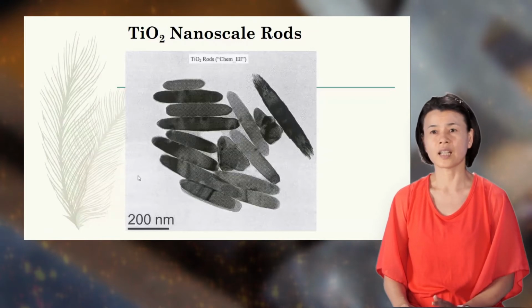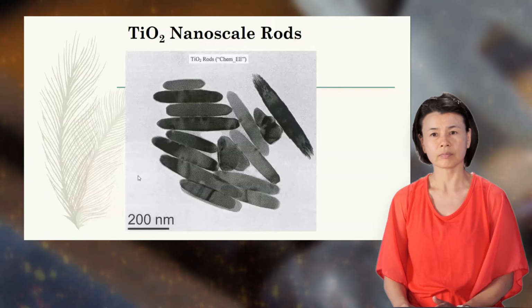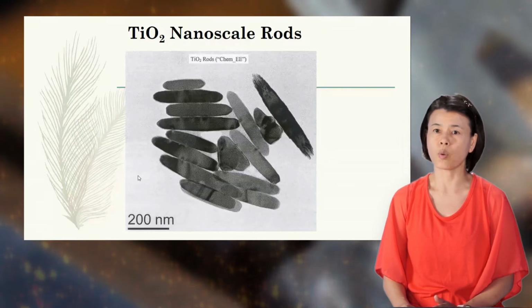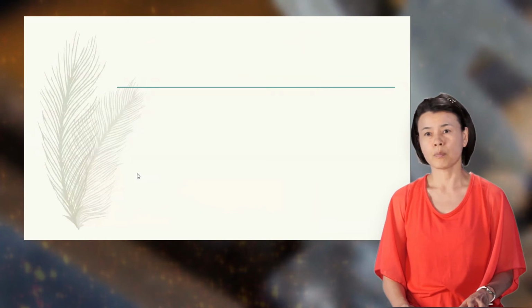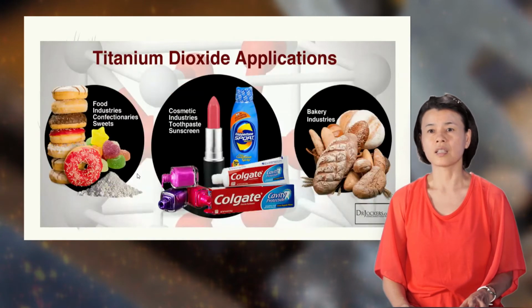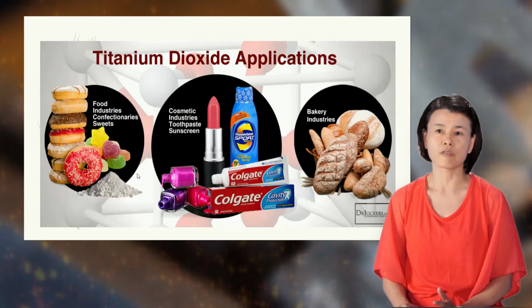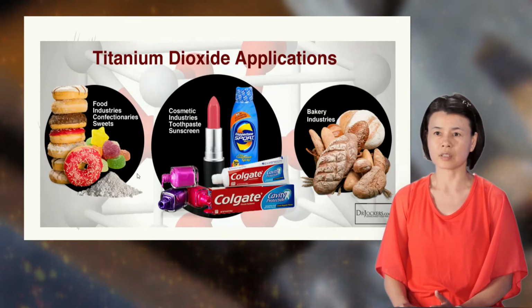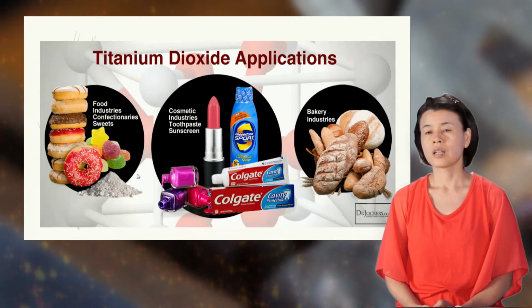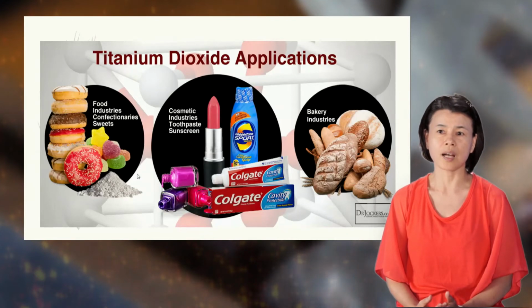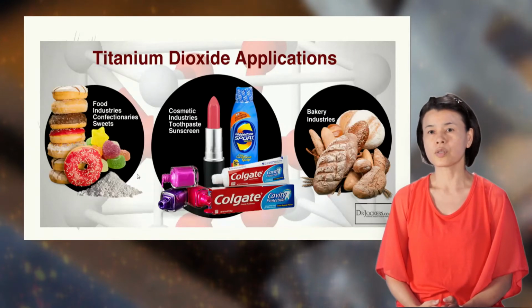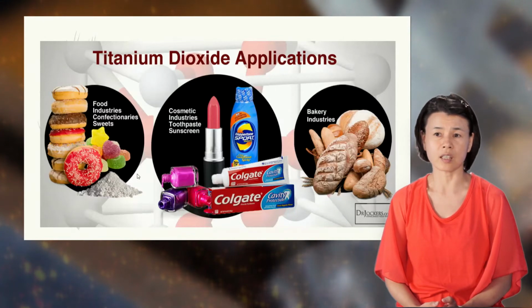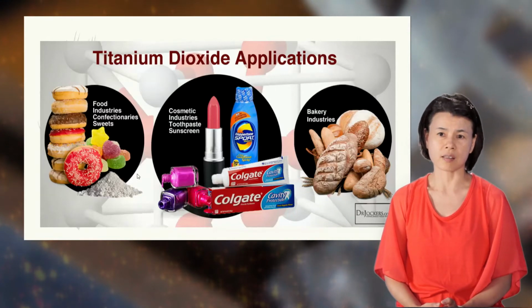Where does tiny titanium dioxide appear in the real world? It's the most widely used white pigment because of its brightness and very high refractive index. Probably you don't believe it. They appear in food, like the colorful donuts and candies on the left, or the bread on the right. So, titanium dioxide has been applied in the food and bakery industries. In addition, we also see its application in the cosmetic industry, including toothpaste and sunscreen.